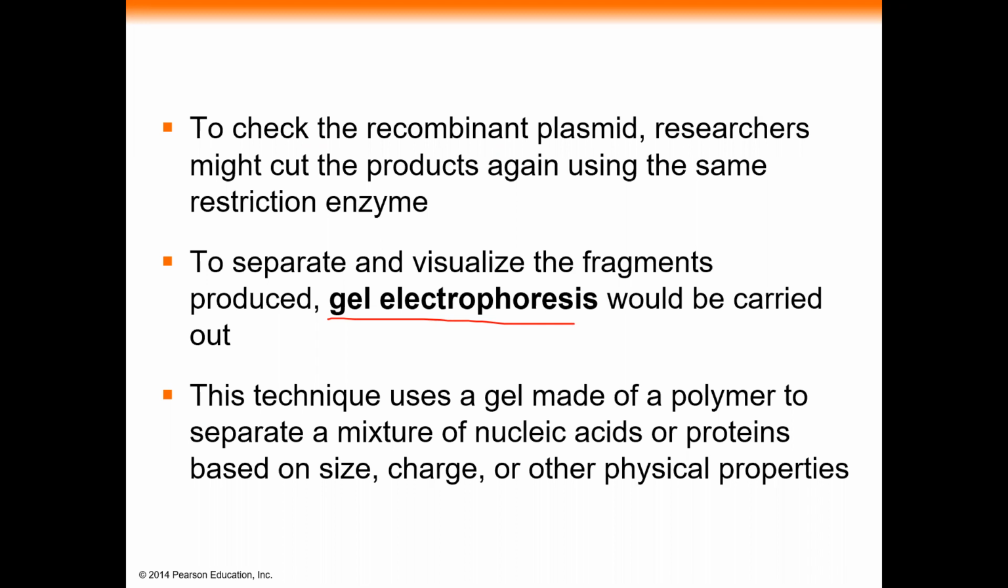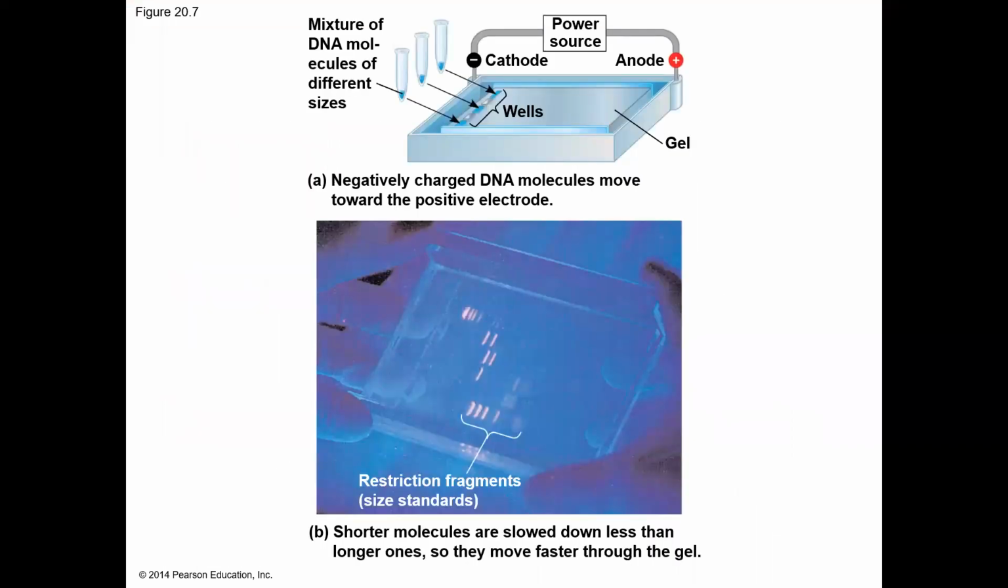And so this technique, as we see here, uses a gel made of a polymer. It's made out of agarose. It's a type of sugar that's going to separate mixtures of nucleic acids or proteins based on size and charge, mainly on size and charge. And so a gel electrophoresis chamber kind of looks like this. I'm sure, and I hope, that most of you have seen pictures like this before.